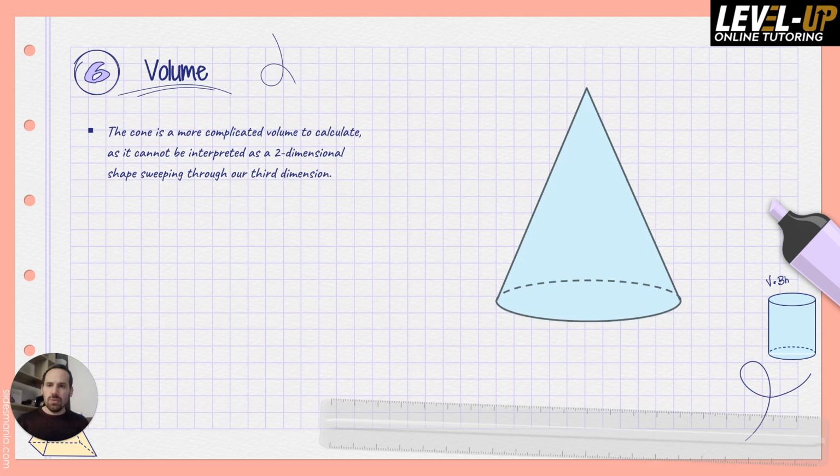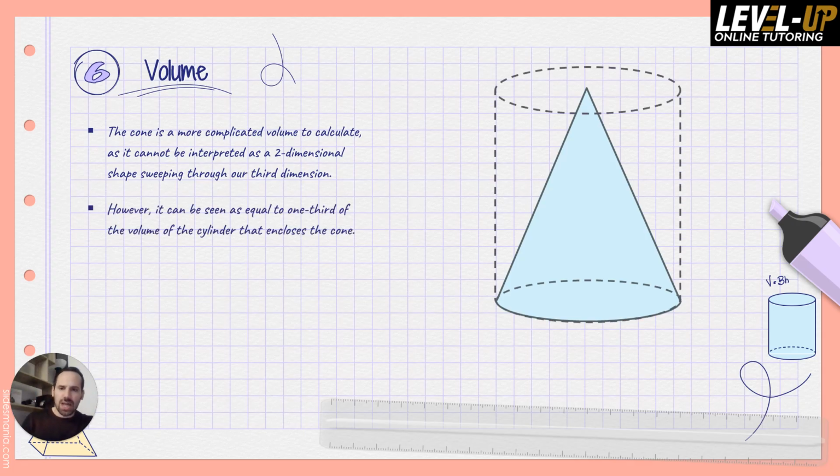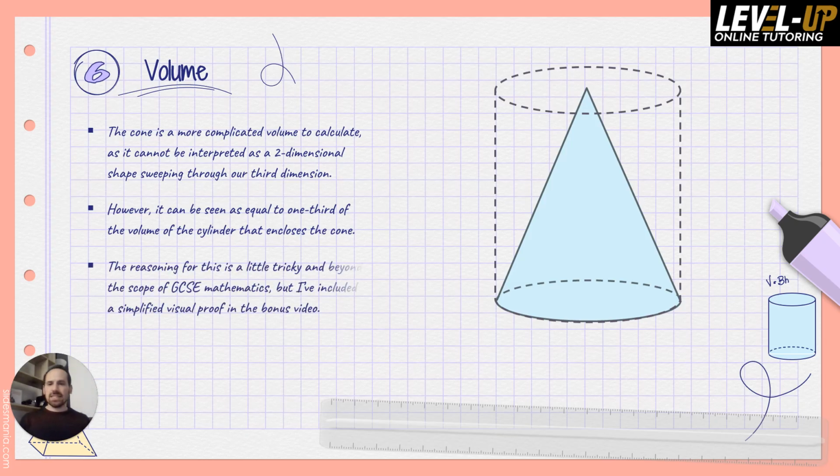We can work out a cone. A cone is a bit more of a complicated volume to calculate. It can't really be interpreted as a two-dimensional shape sweeping through a third dimension. So how do we do that? There is a proof for this that is a bit tricky. Again, I've tried to give just a rough visualization of this in some of the bonus material if you want to know why this is the case.